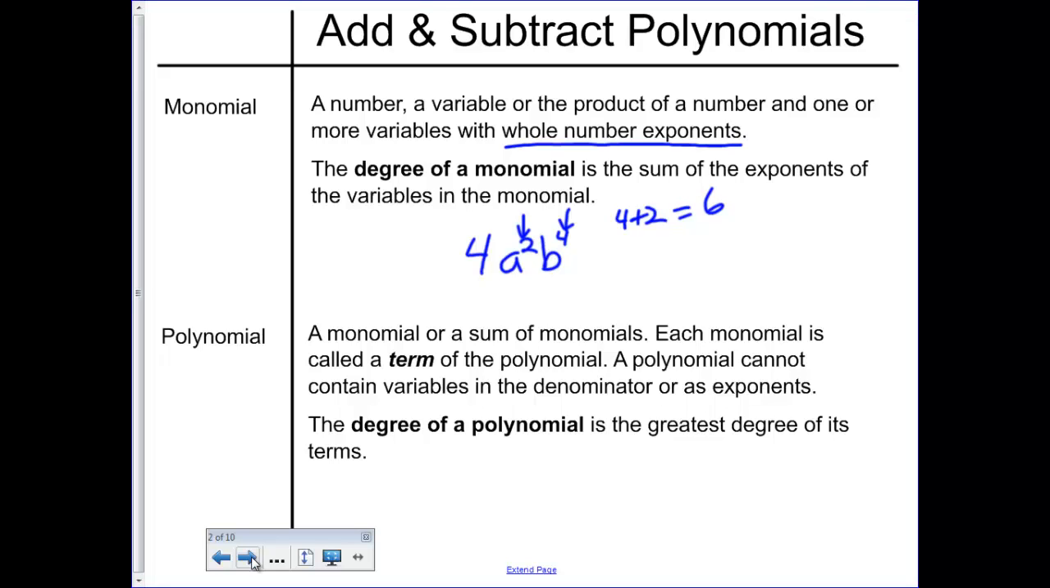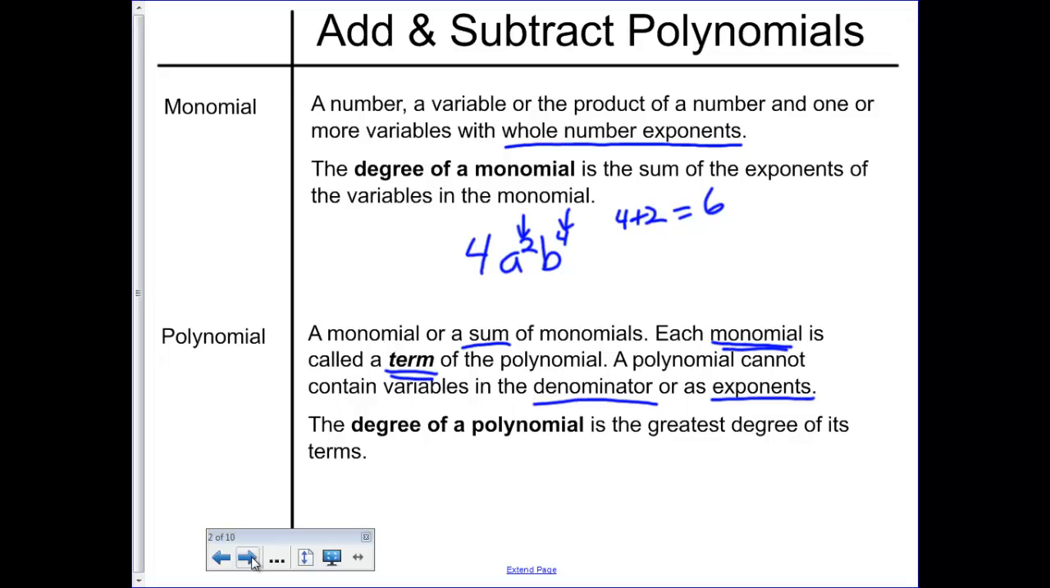The next thing would be a polynomial, which is nothing more than a monomial or a sum of monomials. Now the word sum implies that it's an addition, but it could be a subtraction as well. Each monomial is called a term of the polynomial. So the word term is synonymous with a monomial. A polynomial cannot contain variables in the denominator, and the variables cannot be exponents. The degree of a polynomial is the greatest degree of its terms.